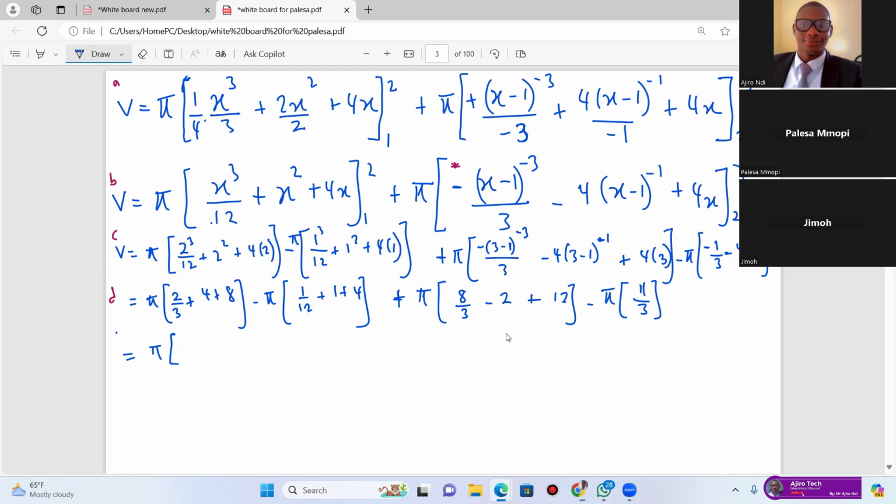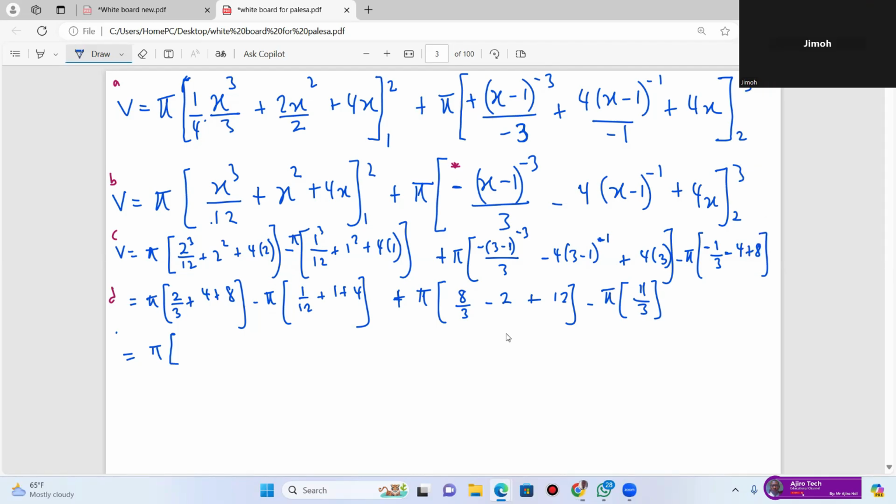The 4 plus 8 is 12. 12 plus this. So if you have 12 and 2/3, that is 36 plus 2, 38, so 38 over 3. Minus pi into this is 4. 1 plus 4 is 5. If I have 5 1/12, that is 61/12.